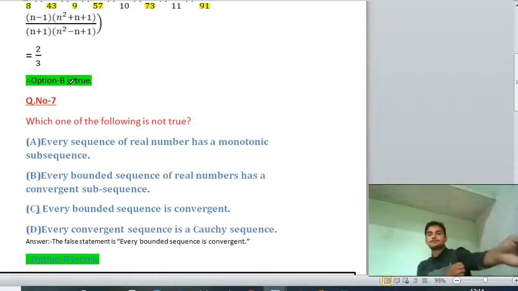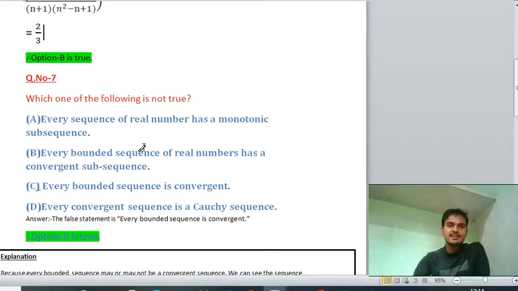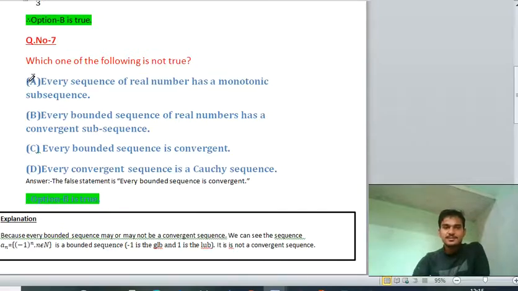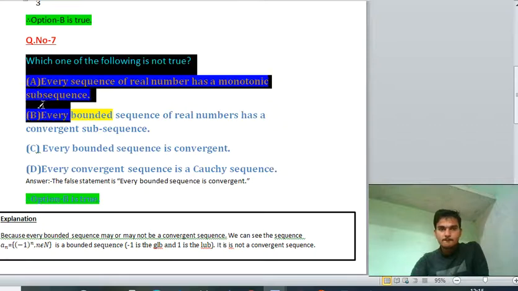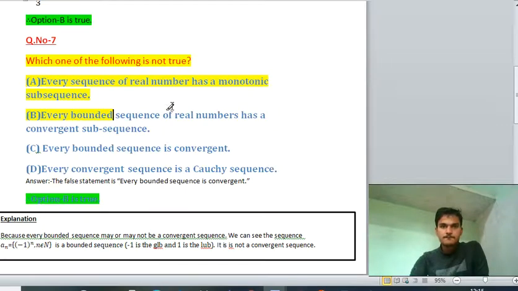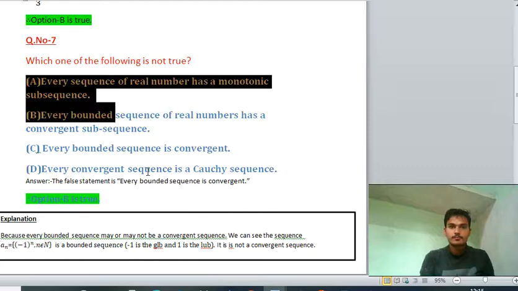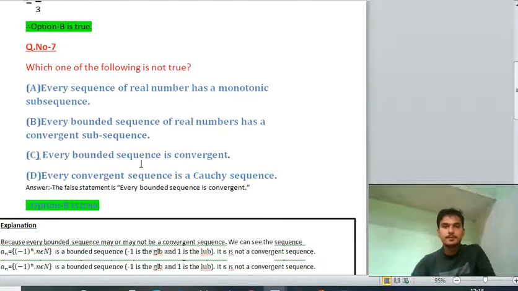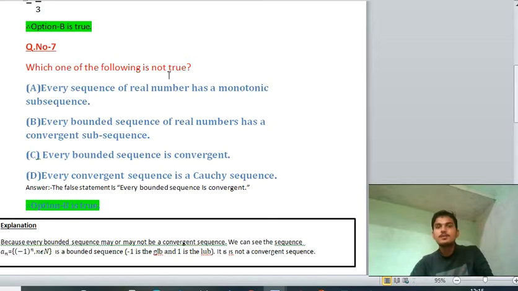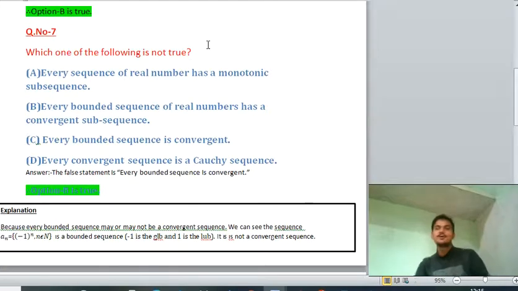Then we'll go to question number 7. Which one of the following is true? You can see these are results. So which one of the following is not true? It is asked there, which one of the following statements is not true?